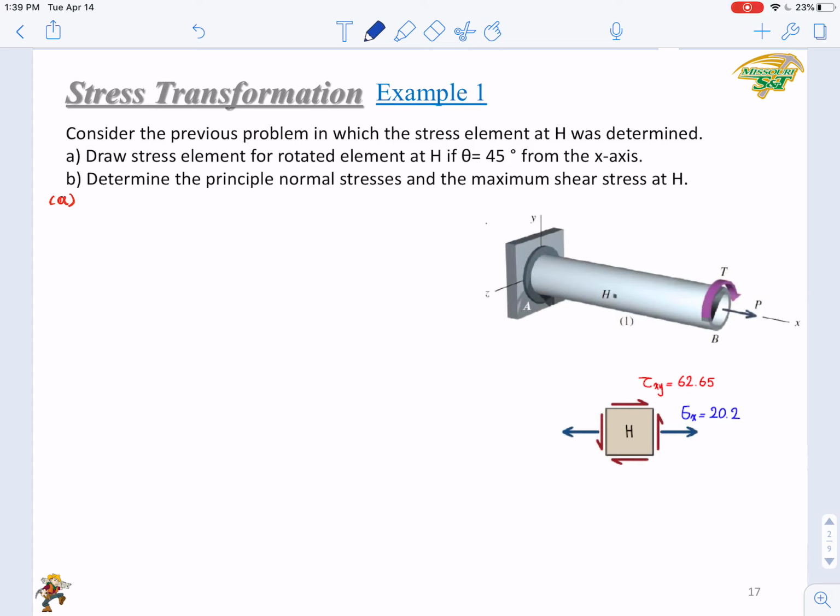Sigma x equals 20.2 MPa. Sigma y equals 0. Tau xy equals 62.65 MPa, and theta equals 45 degrees.